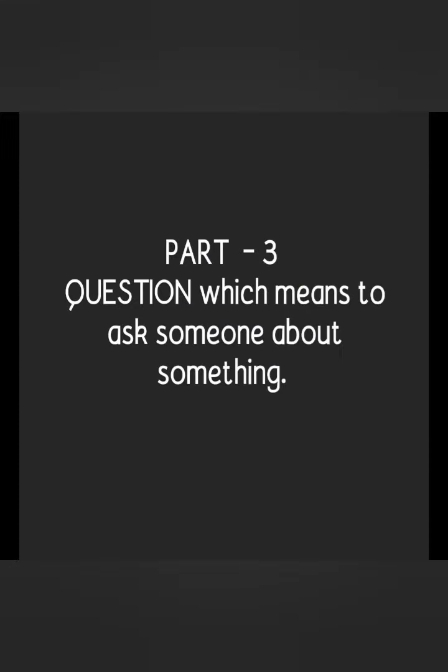Part 3 shows the sentences which ask a question. You all know what questions are. Whenever you see a question mark, that is a question sentence. Example: is the sum hard? What is your name? Or where are you going? All these are question sentences. In such sentences, you ask something of someone.